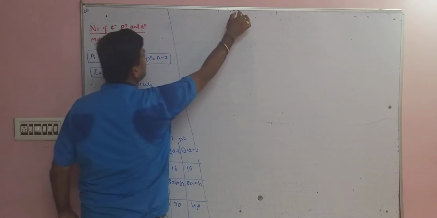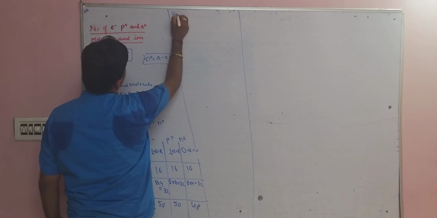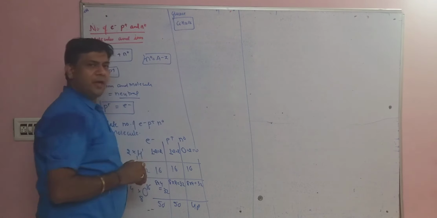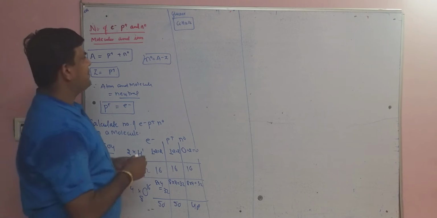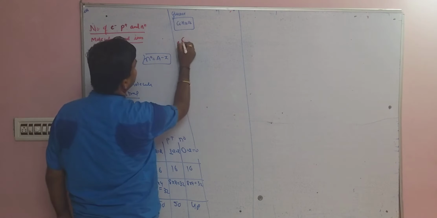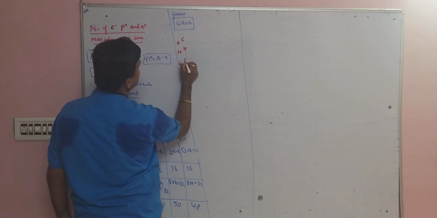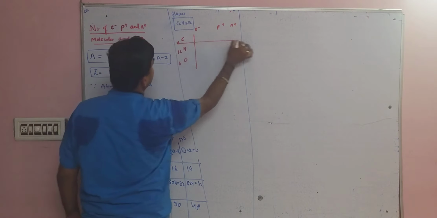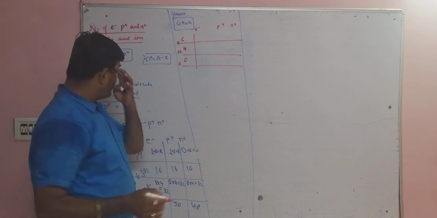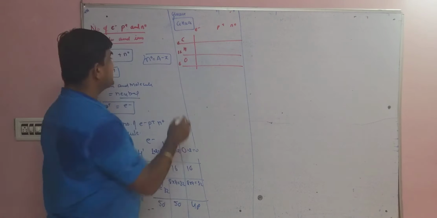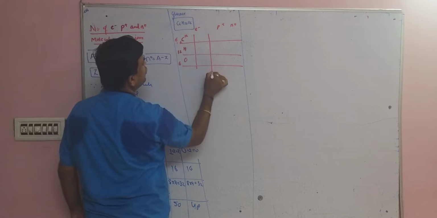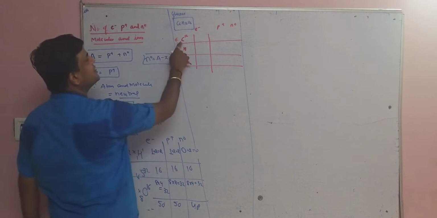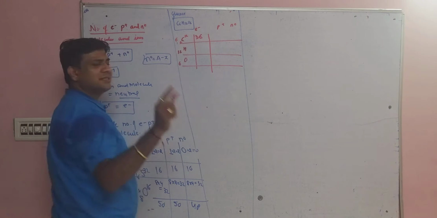For one more example, let us go for glucose, C6H12O6. Now in the case of glucose, what will happen? 6 carbon, 12 hydrogen and 6 oxygen are there; we need the electrons, protons and neutrons. What is the atomic number of carbon? It is 6, and its mass number is 12. So one carbon has 6 electrons. But 6 carbons are there, therefore 6 times 6 is 36 electrons.